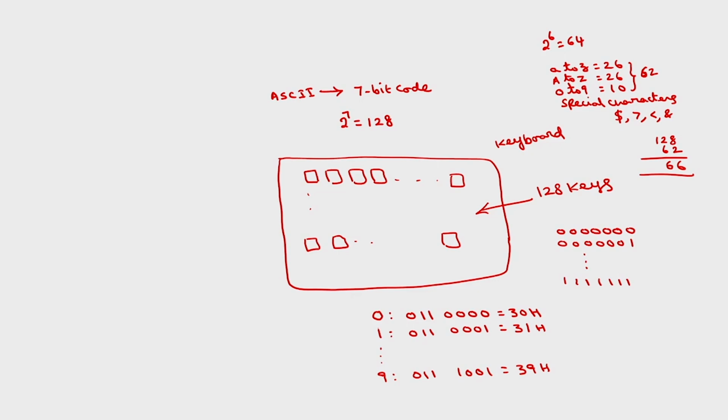Even if you want more special characters, more than a total of 128, we go for extended binary coded decimal interchange code, EBCDIC. This is an 8-bit code. Using this, how many keys can we have? 2 raised to the power of 8, which is 256 different keys that can be incorporated in an EBCDIC keyboard.